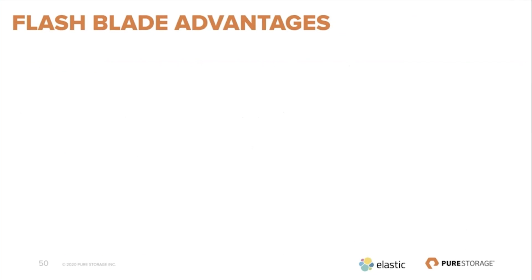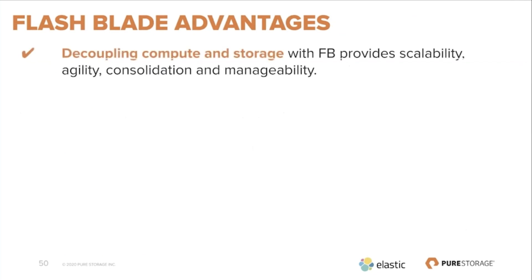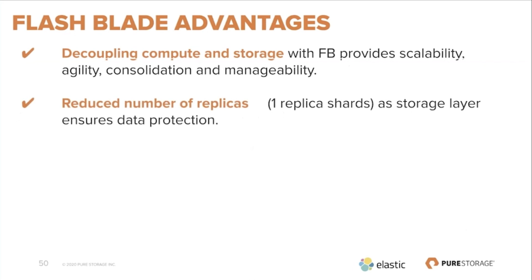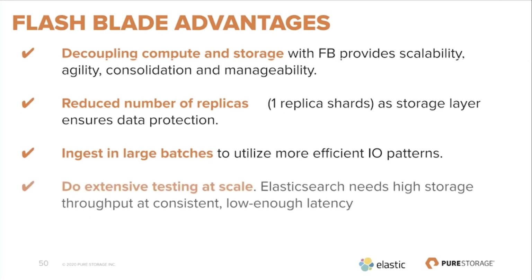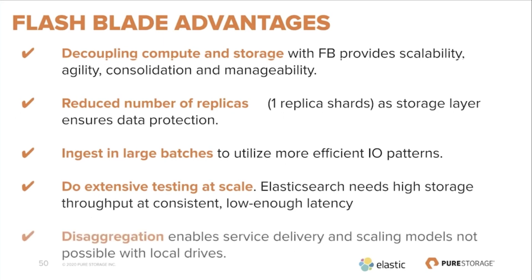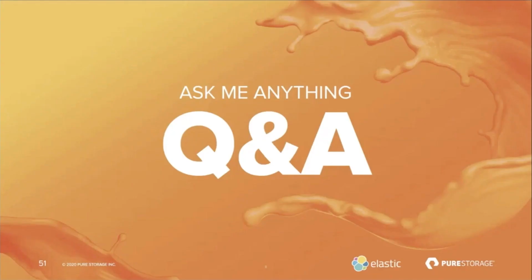The advantages of FlashBlade is decoupling compute and storage. It provides scalability, agility, and consolidated management. It reduces the number of replicas. Typically, 3 is recommended. You could go down to 1 replica as the storage layer ensures data protection. You can ingest large batch sizes for efficient I/O patterns. High storage throughput at consistent, low enough latency. This segregation enables service delivery and scaling models not possible with local drives.